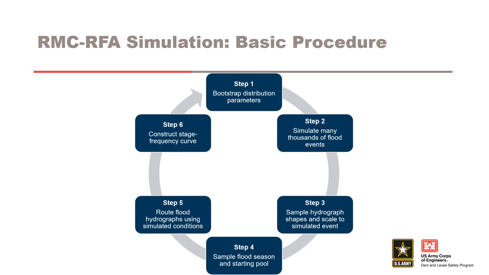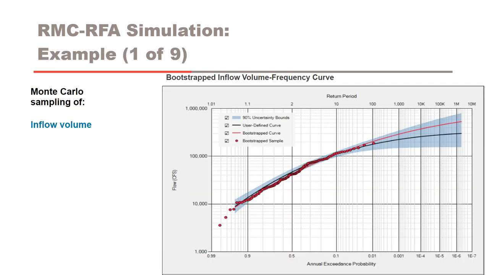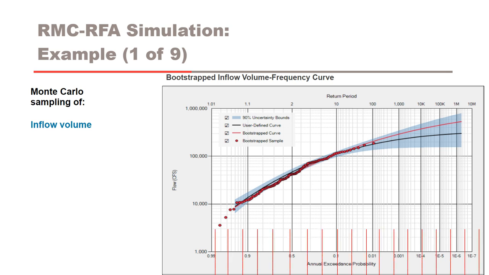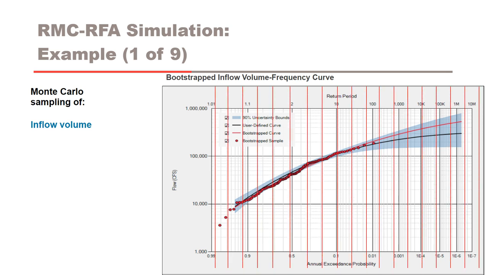Now I will introduce the basic procedure involved in an RMC-RFA stochastic simulation with an example of a single instance of the inner loop. First, one of the red inflow volume frequency curves developed in the outer loop is sampled using importance and stratified sampling procedures. For this example, the inflow volume sampled is 375,000 CFS.